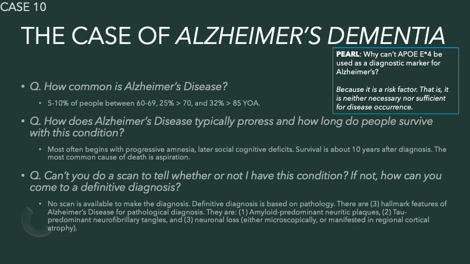As a pearl and an exam question, why can't ApoE4 be used as a diagnostic marker for Alzheimer's? Because it is a risk factor. That is, it is neither necessary nor sufficient for disease occurrence.